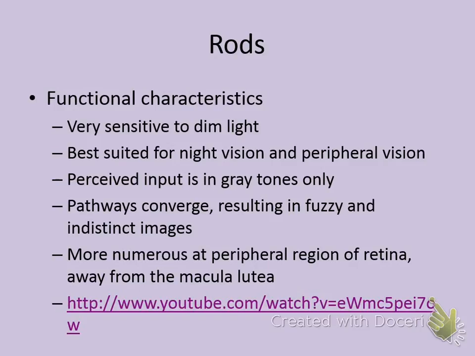So the rods are more for night vision. Gray tones, you find this a lot more in animals than you do in humans. They're more dominant. They'll give you more of a fuzzy, indistinct image instead of really crystal clear. That's what the cones do. They give us the crystal clear images that we have.